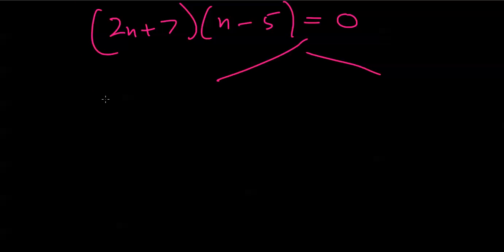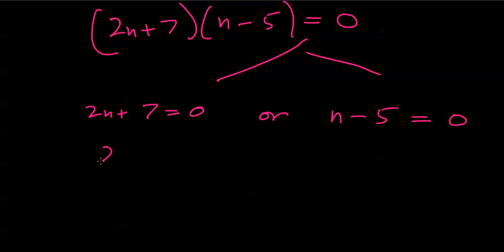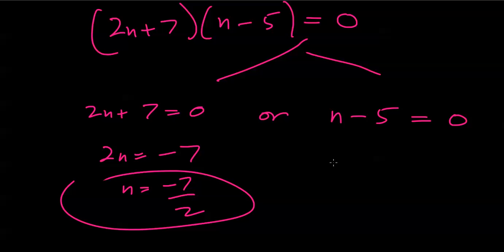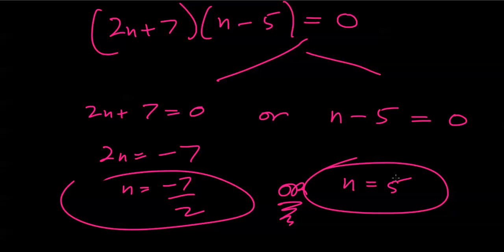I'll branch off, setting each factor equal to 0. Important to connect them with an OR statement. If you don't, it's wrong. Alright, so I'll subtract 7 from both sides on this left branch and then divide by 2. So I've got one solution of n equals minus 7/2, or, don't forget the or, well, here I'll just add 5 to both sides and I get n equals 5. So again, a degree 2 equation with 2 solutions, minus 7/2 or 5.